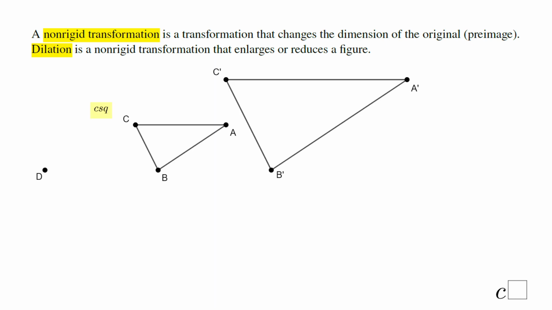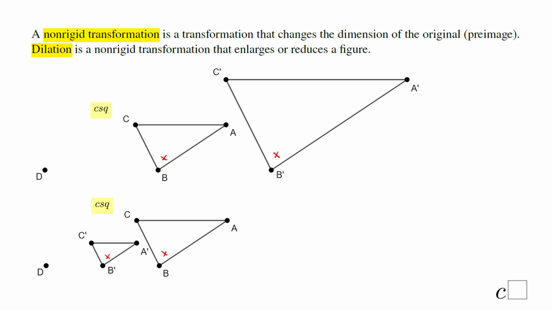And you see here the first one is what we call an enlargement. This is the pre-image and this is the image, and you see it is larger than the original pre-image. And the second one is what we call a reduction. This is the pre-image, this is the image, and it is smaller than the original one.